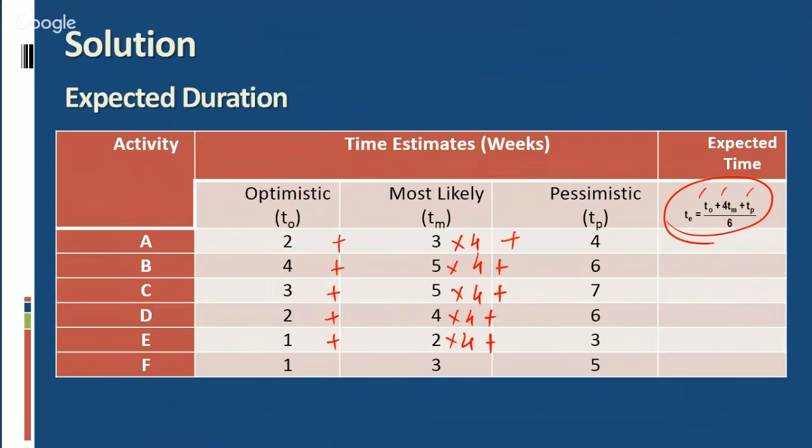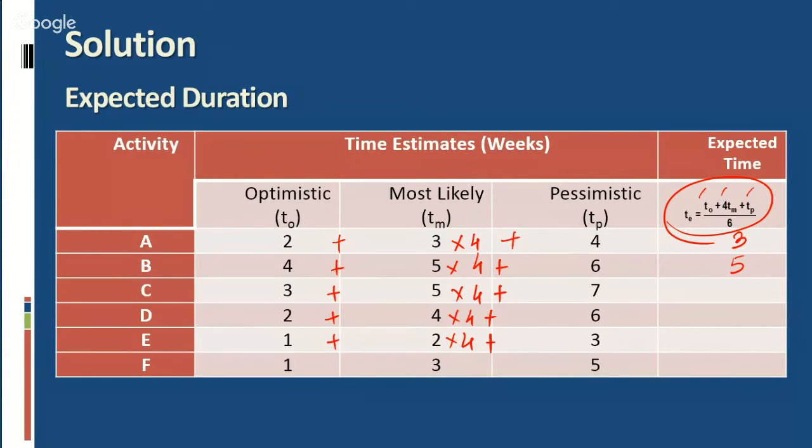So first, what we do, optimistic time plus most likely time multiplied by 4 plus pessimistic time, it will come to 3. The first one is 3. The second one becomes 20 plus 4, 20, 5. 5. Please guess the third.